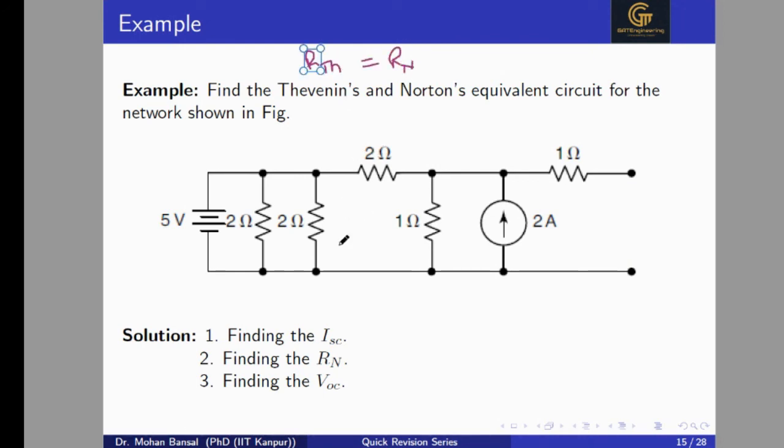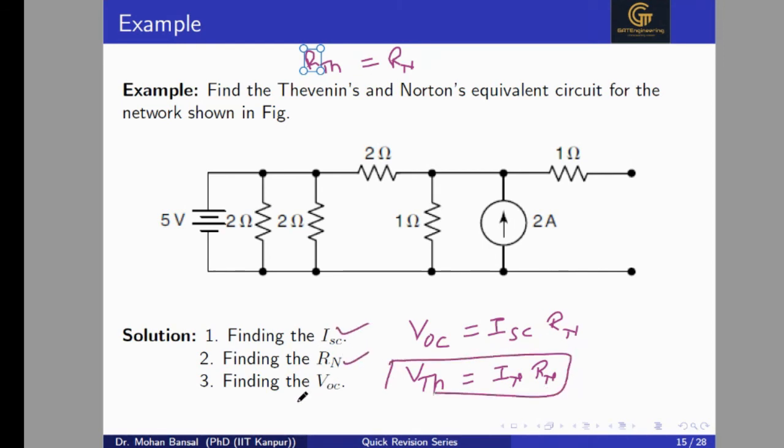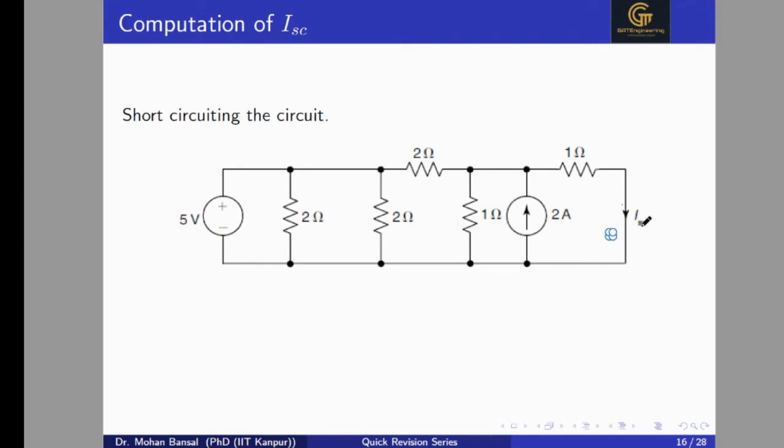So we will compute only one thing, and one relation is that according to Ohm's law, VOC equals ISC into RN, or VTH is equal to IN into RN. This is the one relation. So we will compute only ISC and RN, and we can get the VOC by using Ohm's law. For computation of ISC, we will short circuit this terminal. This is the short circuit, and this is the ISC current in this branch. Here you can see that these two 2 ohm resistances are connected in parallel, so the equivalent resistance of this parallel combination is 1 ohm.